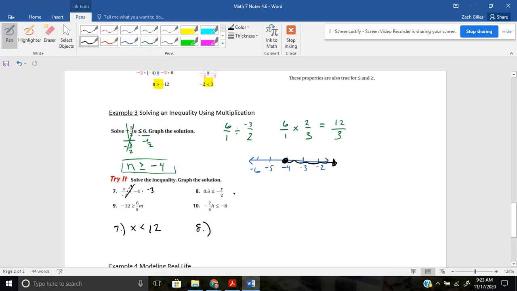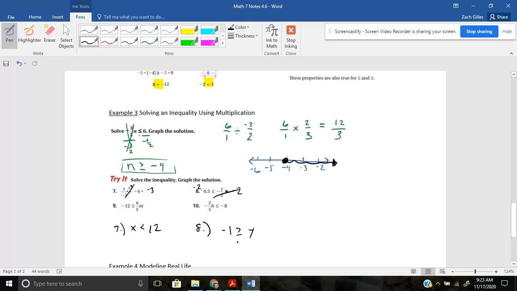Number 8, I'm going to multiply by -2. That's going to isolate my variable. So I'm going to multiply by -2. Now, -2 times a half would be -1. Since I multiplied by a negative, I'm going to switch my inequality to greater than or equal to, and then I'm left with y.